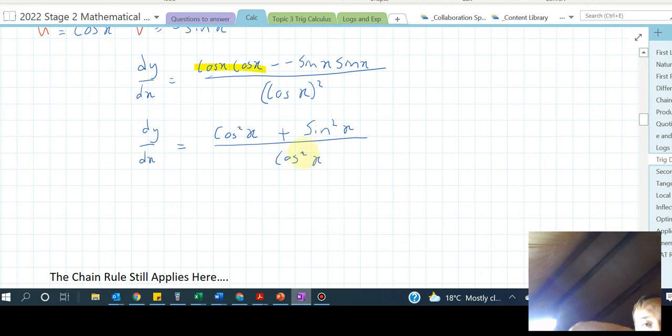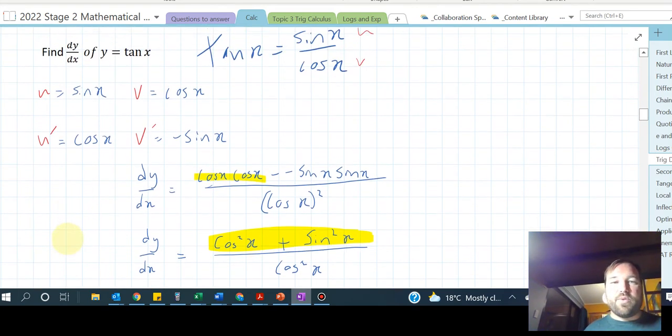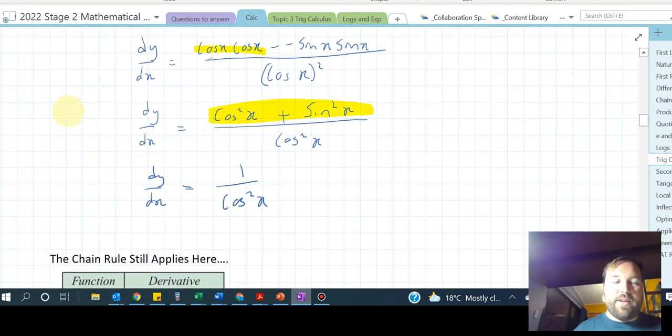Alright, now, some of you may recognize cos squared x plus sine squared x from trig properties of last year, but that is probably the most famous trig identity. That is equal to 1, coming from the unit circle. So dy dx equals 1 over cos squared x. So if we take tan, the derivative of it is 1 on cos squared.